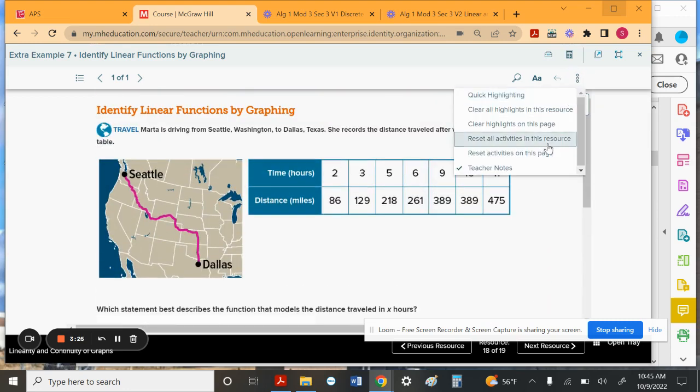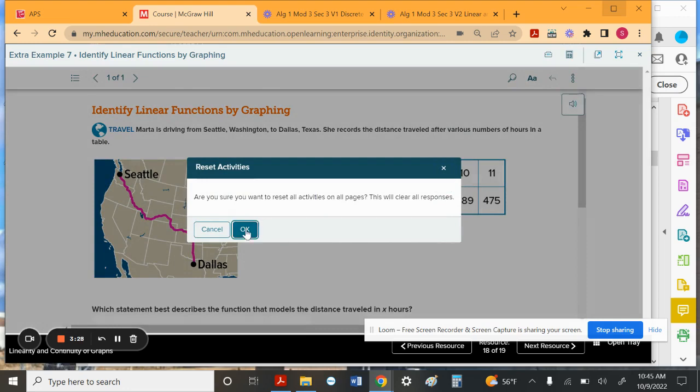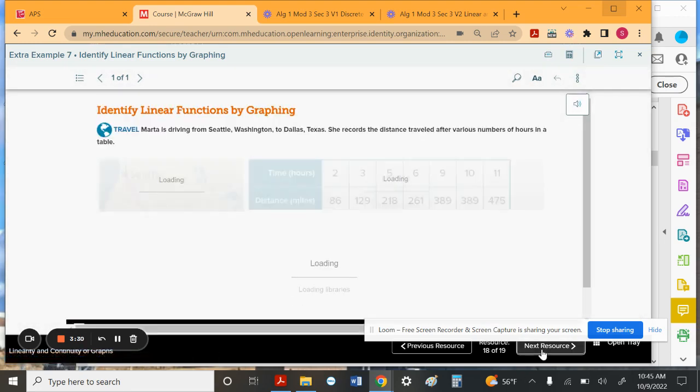So I am going to reset that, and I believe the next part of the presentation that comes up is a check. And now we're done with section 3 in module 3.